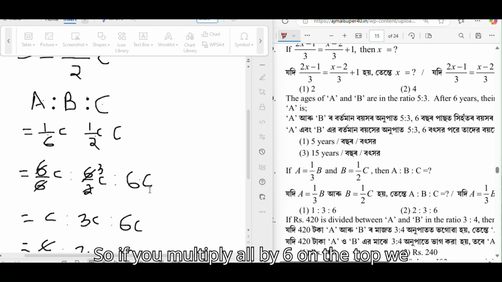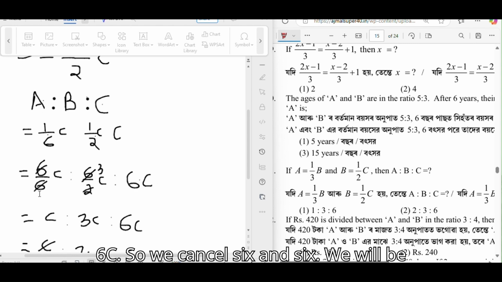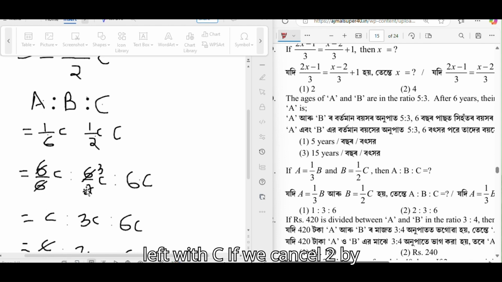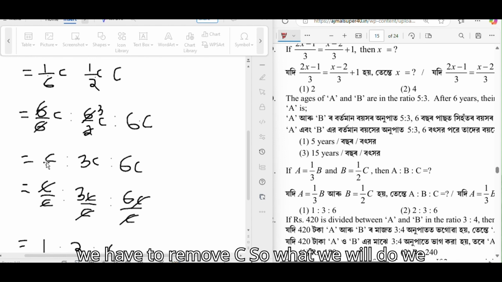If we multiply all by 6, on top we will get 6C, 6C by 2 and 6C. If we cancel 6 and 6, we will be left with C. If we cancel 2 into 6, it will be 3C. And 6 multiplied by C is 6C. Now in order to get the ratio in numbers, we have to remove C.